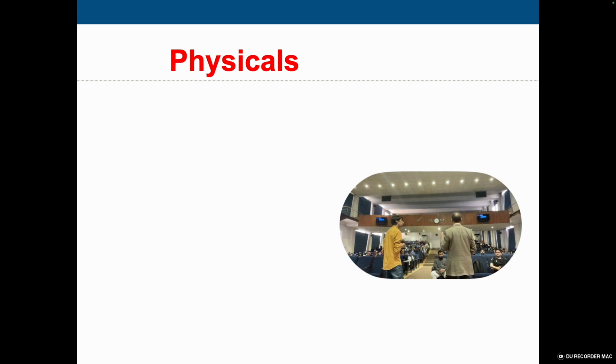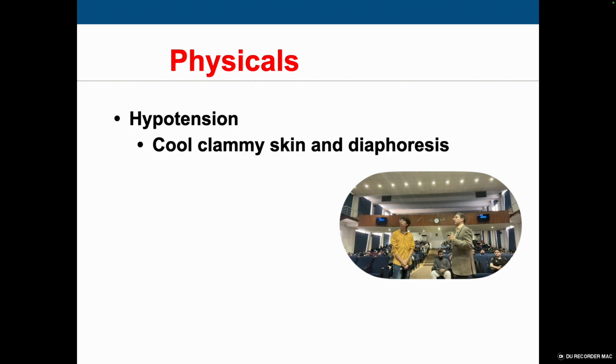Code blue is something far more serious. That is, you start it when the patient has cardiac arrest. So a lot of people are involved in that, but this is a little short of code blue. But this is a real emergent situation. You may find hypotension, cool and clammy skin, diaphoresis. Patient may have hypertension. Why does the patient have hypertension? Hypotension may be because the heart is not pumping. But why hypertension? Anxiety.